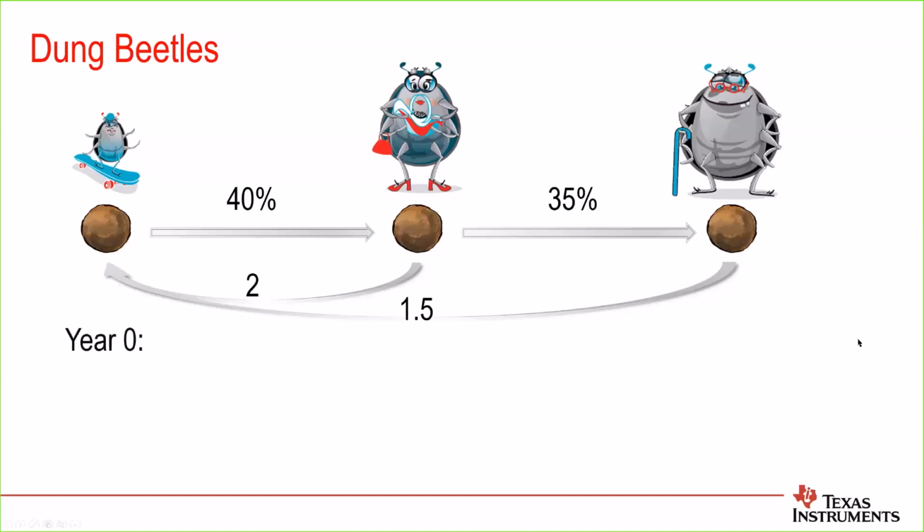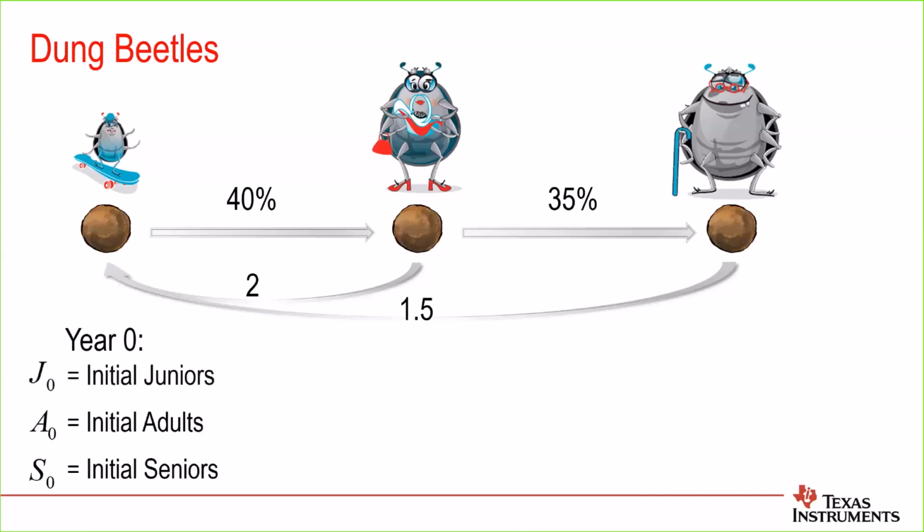So in year 0, we need some sort of initial starting population to explore what happens to the number of dung beetles overall. So I've got J0 for our juniors, A0 for initial adults, and S0 for initial seniors. So in year one, what would that look like?